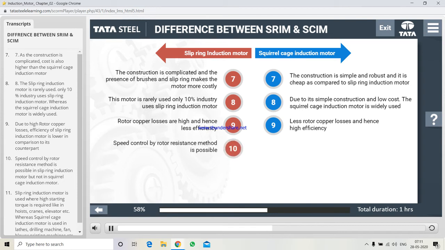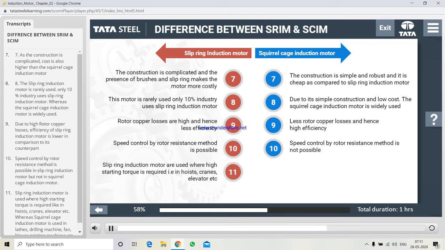10. Speed control by rotor resistance method is possible in slip ring induction motor, but not in squirrel cage induction motor. 11. Slip ring induction motor is used where high starting torque is required, like in hoists, cranes, elevators, etc. Whereas squirrel cage induction motor is used in lathes, drilling machines, fans, blowers, printing machines, etc. Click Next to continue.